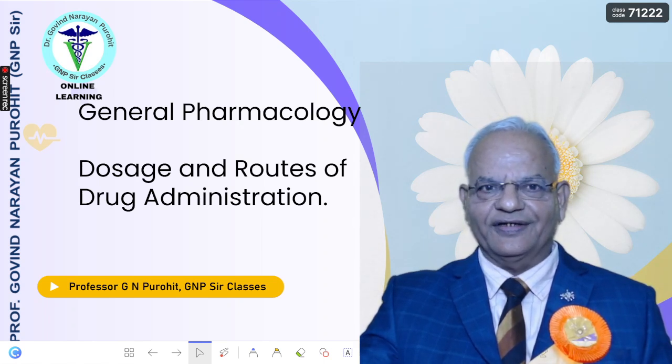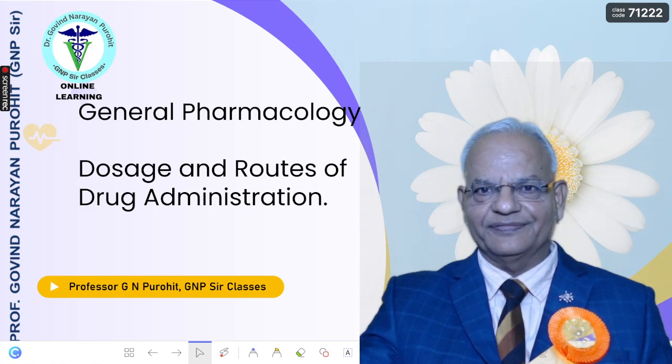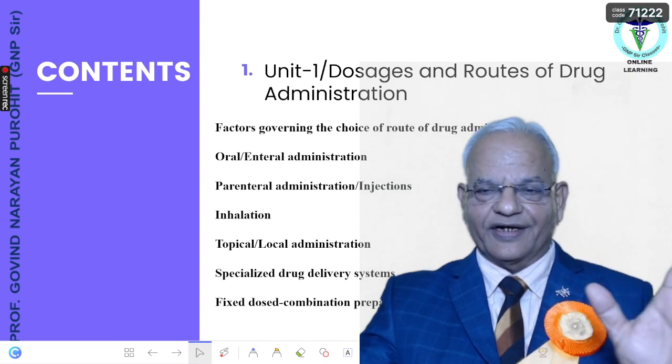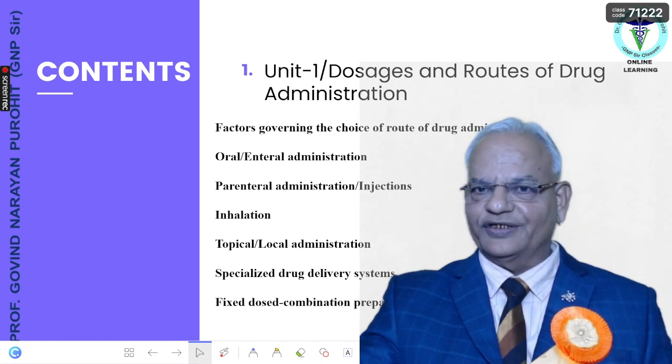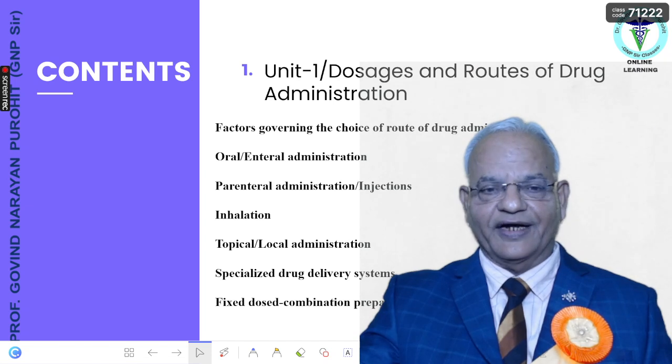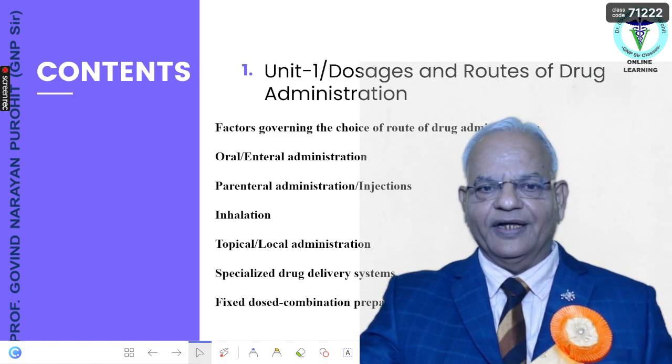So let us start today's talk, the dosage and routes of drug administration. Here are the contents on which we are going to provide the lecture today: the factors governing the choice of route of drug administration, oral administration, parenteral administration, inhalation, and topical or specialized drug delivery systems, and the fixed dose combinations.